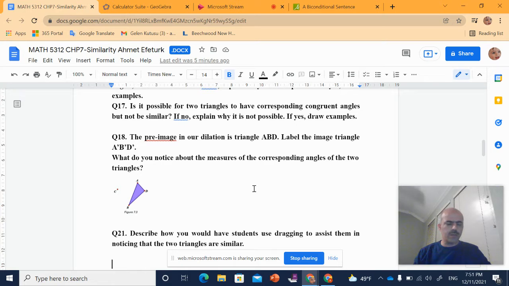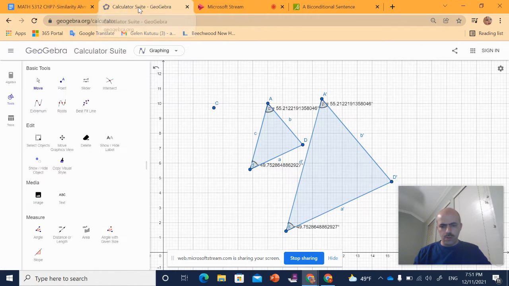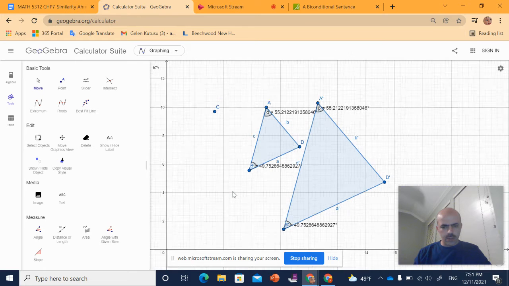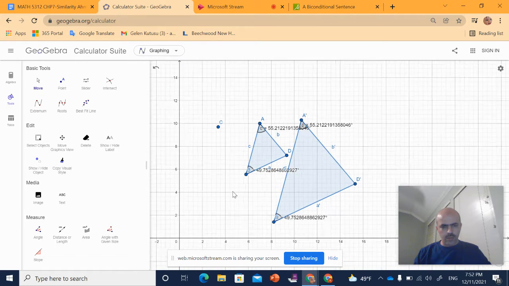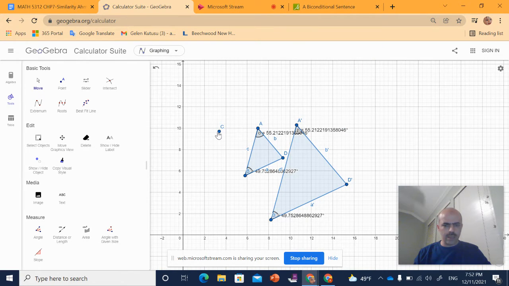Now the chapter 7, question number 18. Once again, I want to go. Here, what we did is C is our center and ABD is our triangle, and A prime, B prime, D prime is our dilation according to C. We put the ratio of 2, and that is why B is half of B prime and C is half of C prime.